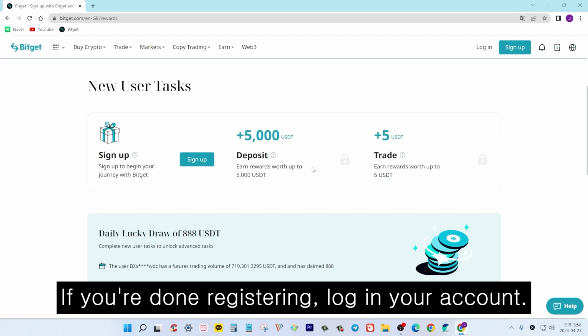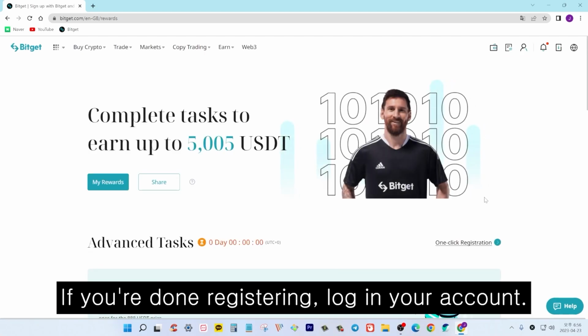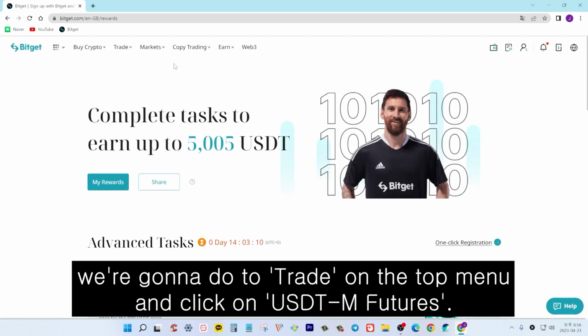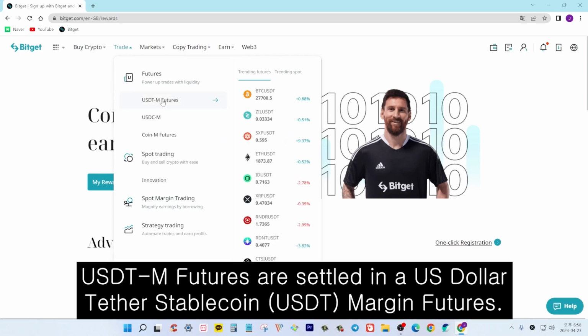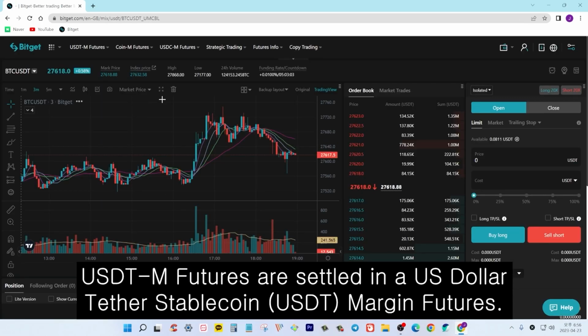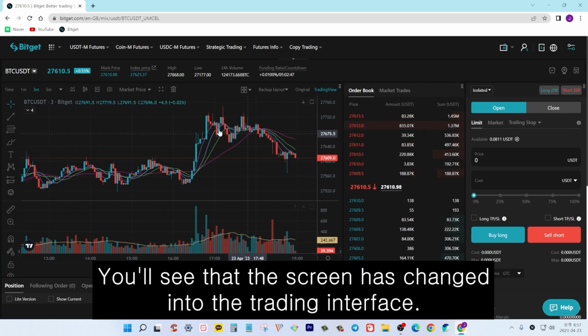If you're done registering, log in to your account. Once logged in, we're going to do the trade on the top menu and click on USDT-M futures. USDT-M futures are margin futures settled in the US dollar stablecoin Tether, USDT. You'll see that the screen has changed into the trading interface.